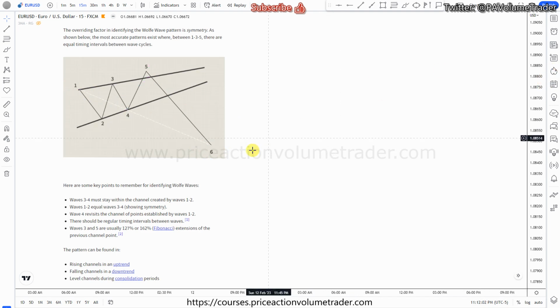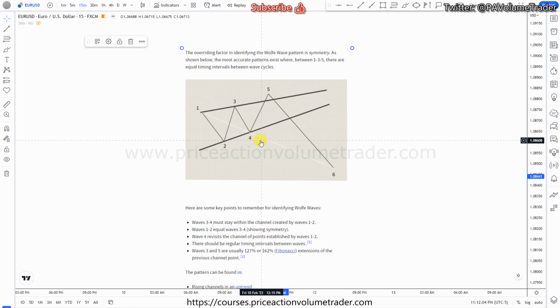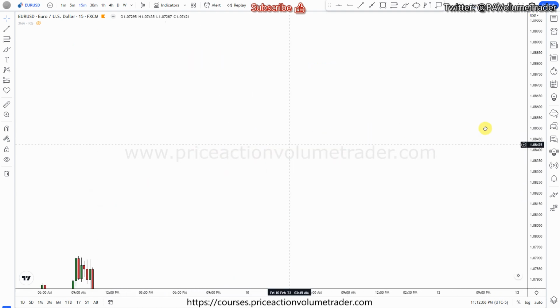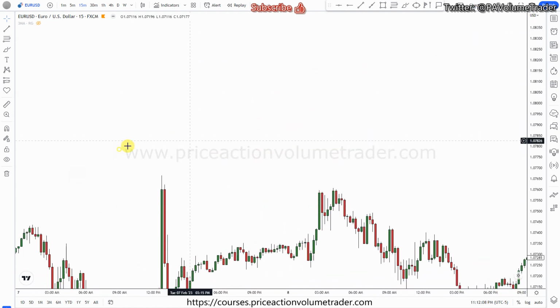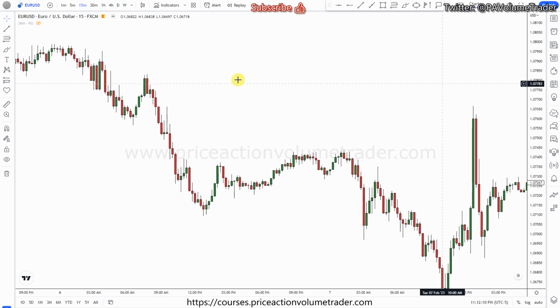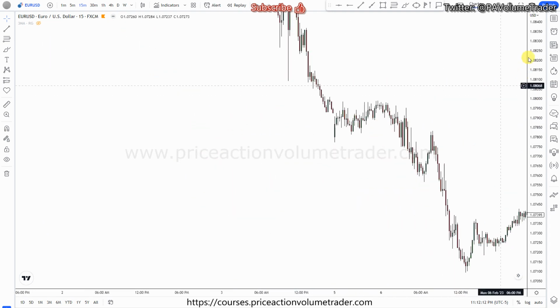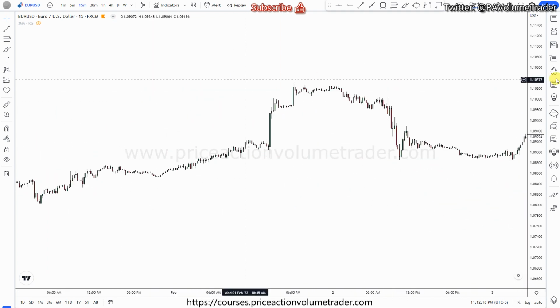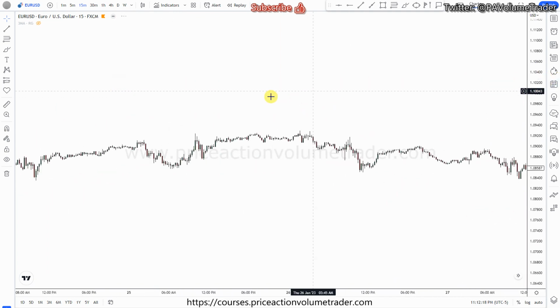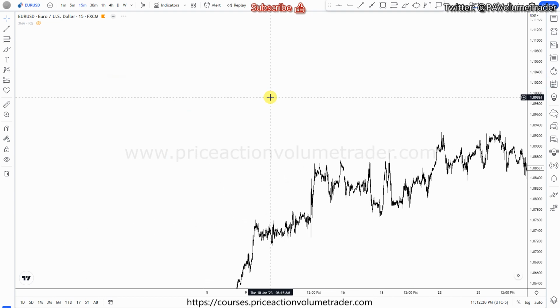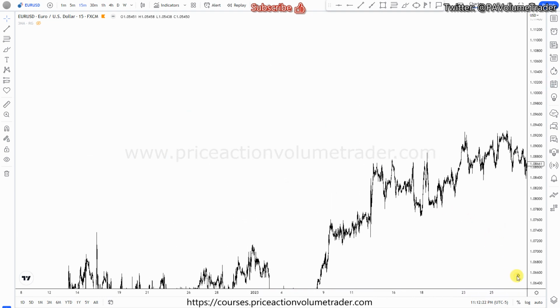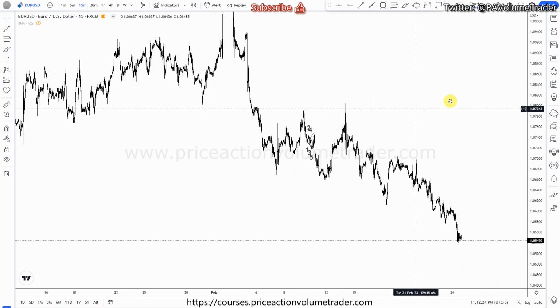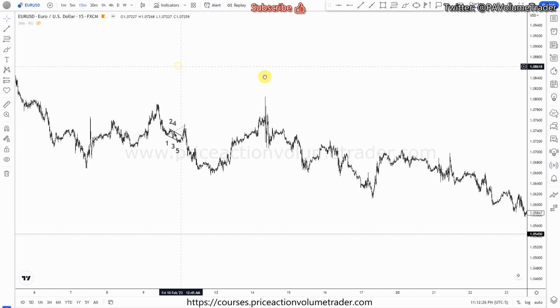Okay, so let's look at an example of a bearish and of a bullish Wolfe wave. This is again a pattern that you're going to see in all kinds of markets and in all types of time frames. My first example that I have here is in the Forex market on Euro US dollar on the 15-minute chart.